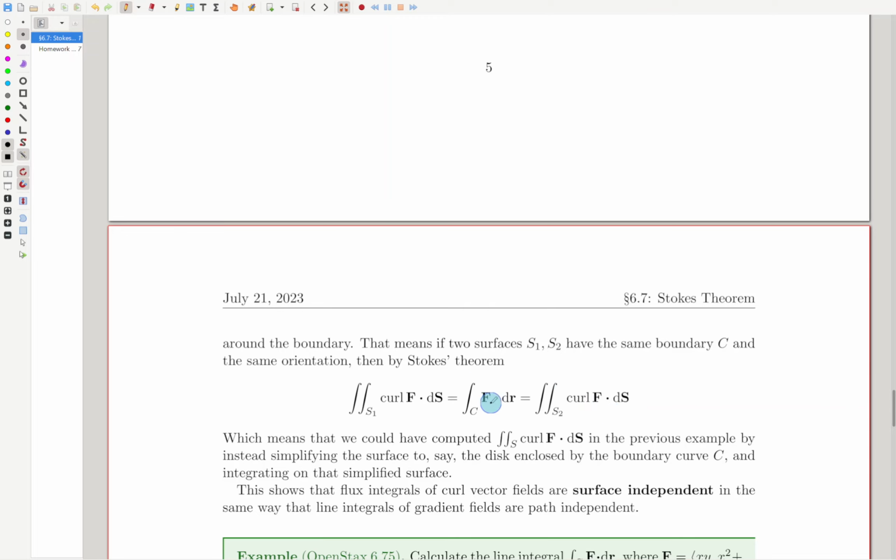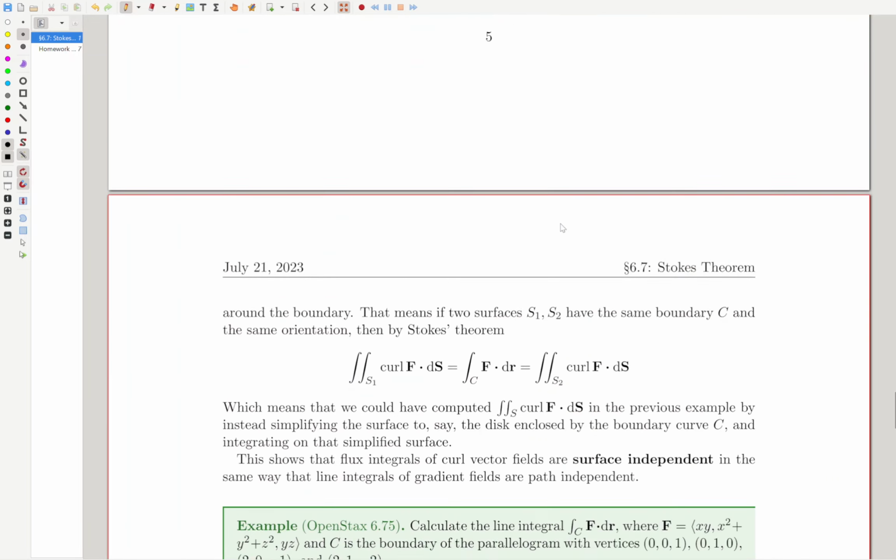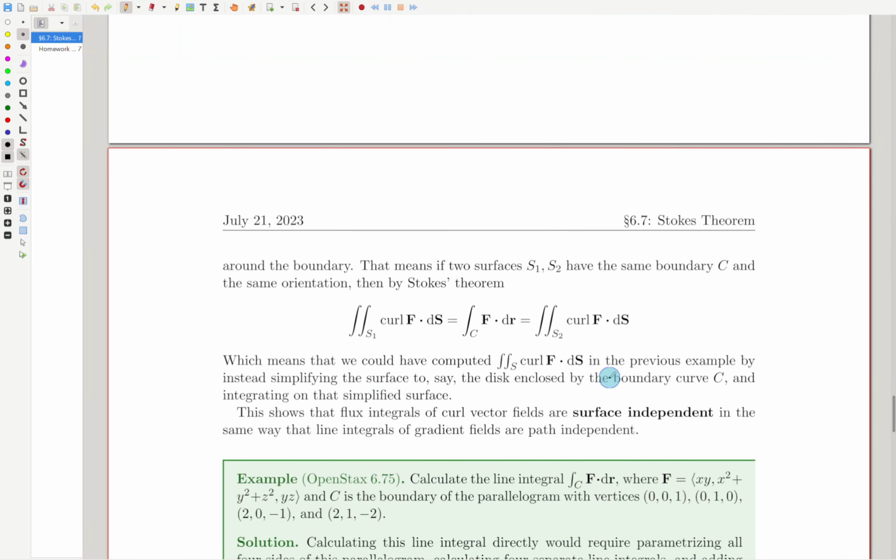It equates them through the line integral along the boundary, which means that this complicated example with this crazy surface can actually be simplified with a very simple surface whose boundary is this curve, namely the disk there. So instead of approaching it by doing the line integral, we could have instead done it as a double integral along the disk there, which I believe is what I've written here. So you can instead simplify to the surface of the disk enclosed by the boundary curve C, and then integrate over that simplified surface. That is another possibility.